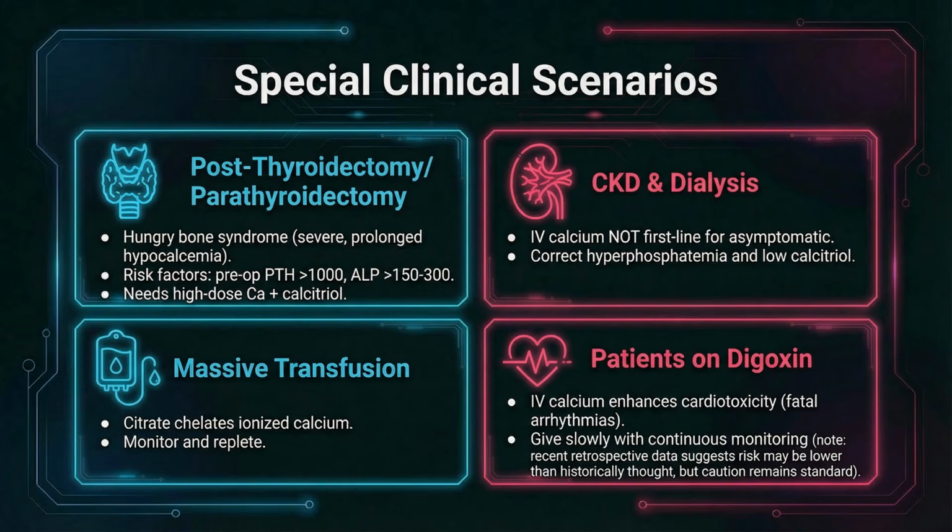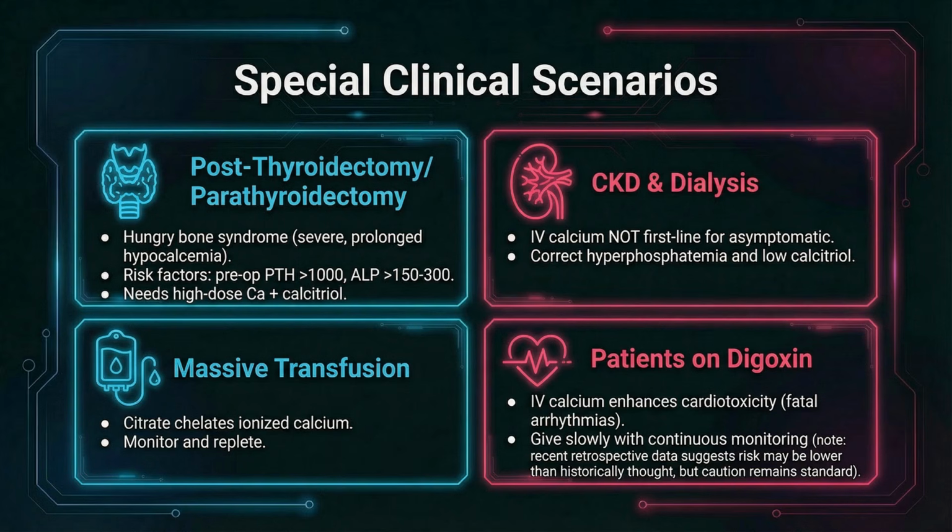In special clinical scenarios, post-thyroidectomy or parathyroidectomy patients can develop hungry bone syndrome, causing severe, prolonged hypocalcemia. Risk factors include a preoperative parathyroid hormone over 1,000 and alkaline phosphatase over 150 to 300. These patients need high-dose calcium and calcitriol, and the replacement burden can be extraordinary, lasting weeks to months, which is why early recognition and endocrinology involvement matter.